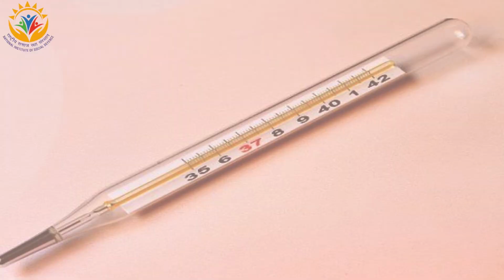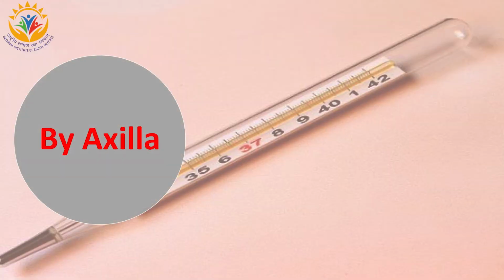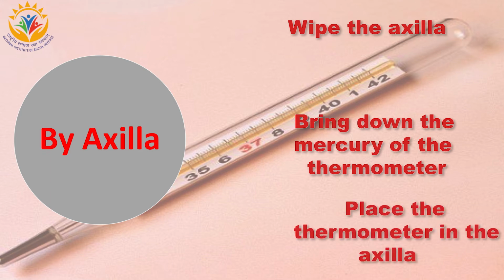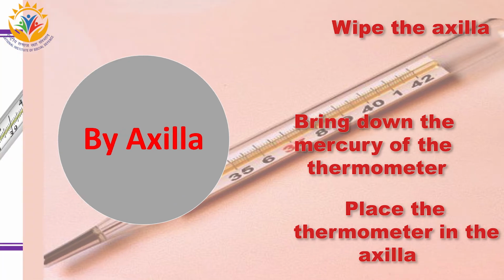The second method is taking temperature through the axilla. For this, wipe the axilla with a cotton or gauze piece to make it moisture free, because moisture will give a false reading. Bring the mercury of the thermometer down to 95° Fahrenheit. Then place the bulb of the thermometer in the hollow of the axilla.